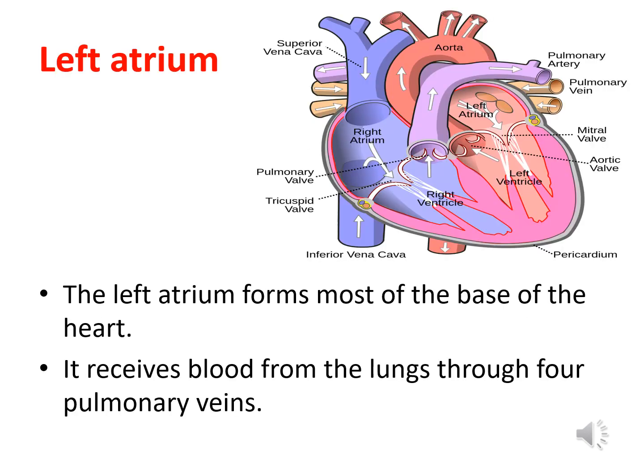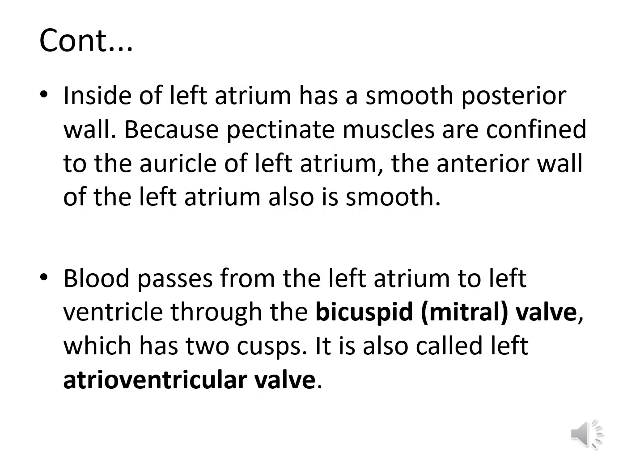Next, coming to left atrium. The left atrium forms most of the base of the heart. It receives blood from the lungs through four pulmonary veins. Inside, the left atrium has a smooth posterior wall because pectinate muscles are confined to the auricle of left atrium. The anterior wall of the left atrium also is smooth. Blood passes from the left atrium to left ventricle through the bicuspid valve or mitral valve, which has two cusps. It is also called left atrioventricular valve.